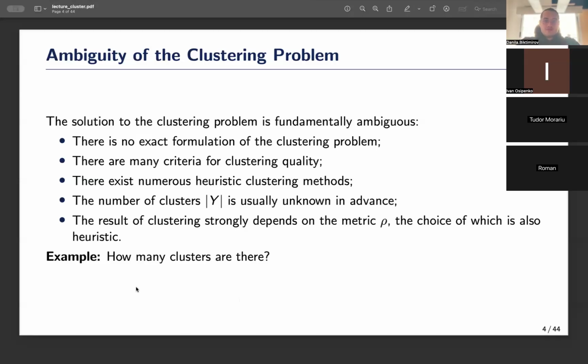Also, clustering differs from classification in the fact that the labels y of the original objects are not predefined, and even the set Y itself may be unknown. In this sense, the clustering problem is even more ill-posed than the classification problem.